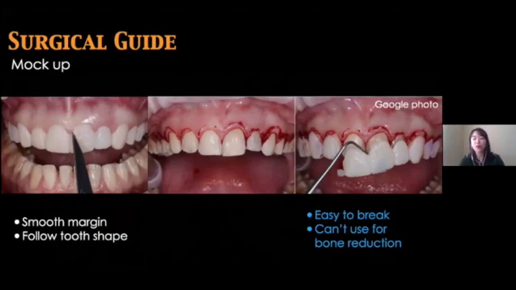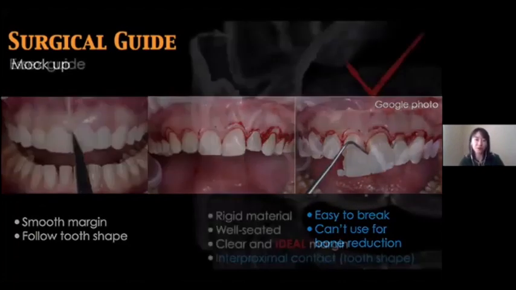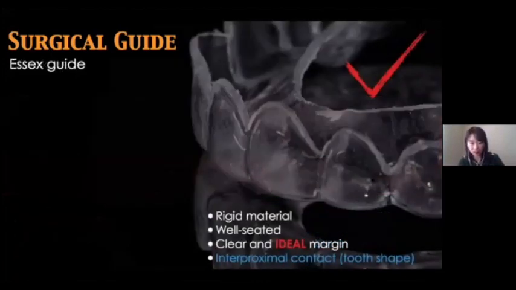But the downside of the mock-up is that it is very easy to break, and once it breaks, you cannot really put it back. So if you use it for a gingivectomy and it breaks, you cannot use it for bone reduction anymore. An esthetic guide is actually most commonly used for aesthetic crown lengthening because it's easy to fabricate, it seats well, and it's clear. You can see very well.